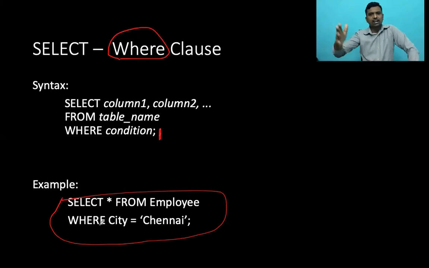So select star from employee where city is Chennai. People who are from Chennai, print that information alone. For example, if 500 people are working from Chennai, it will print only 500 rows, even though you have 1,000 rows in your table. Okay, so this is how I fetch the data based on a condition.